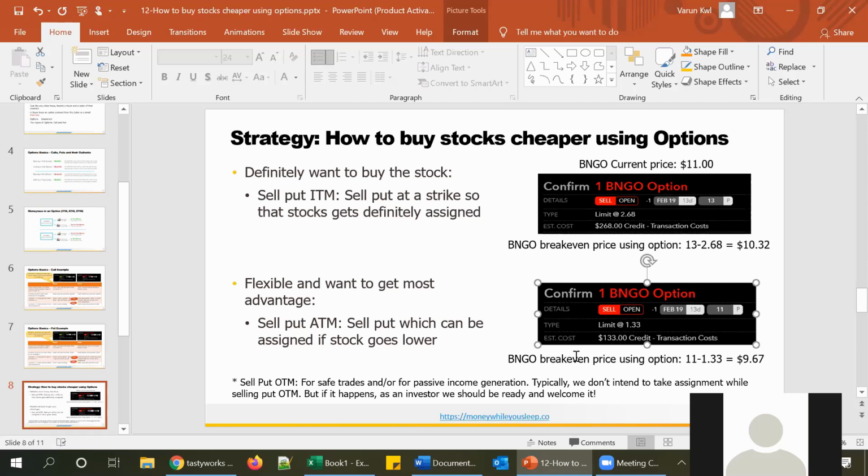But if it gets assigned to you, your break-even price is going to be the best one, always. If you're selling ATM, your break-even is always going to be best in any case. And sell put OTM, this is for safe trading and for a passive income generation strategy. In this strategy, we typically don't intend to take assignment. But if it happens, as an investor, we should be ready and we should welcome it, because it is still going to work in our favor if we use it properly.